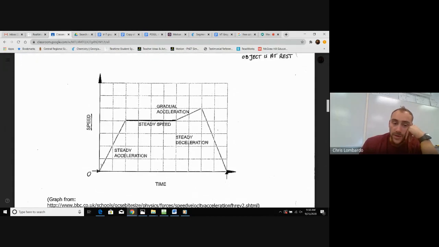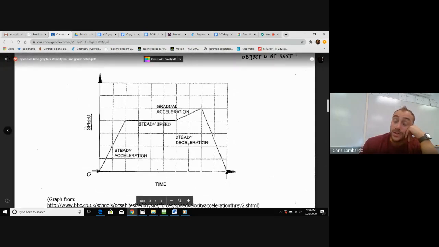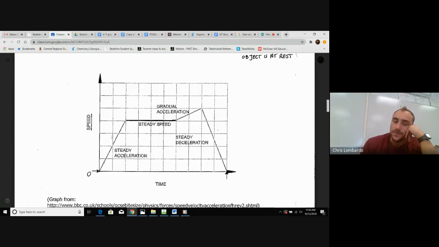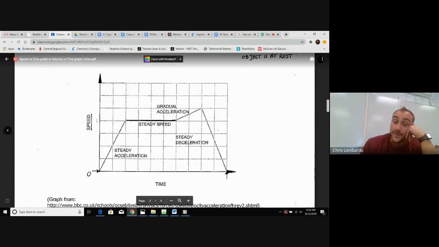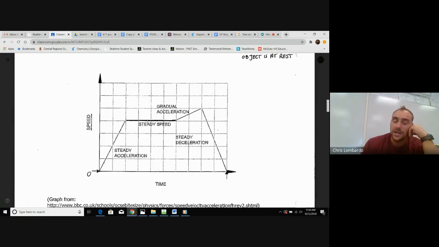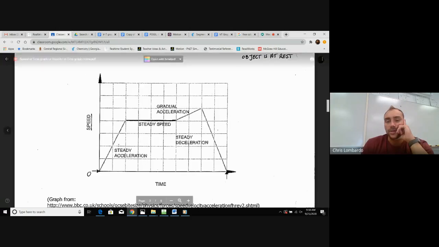When you're having positive slope, that means you're increasing your speed. You have a positive acceleration. A flat line on a specific speed value indicates a constant speed or a constant velocity. Again, it is accelerating, not as much as it is here. And then a negative slope is telling you that the object is slowing down.